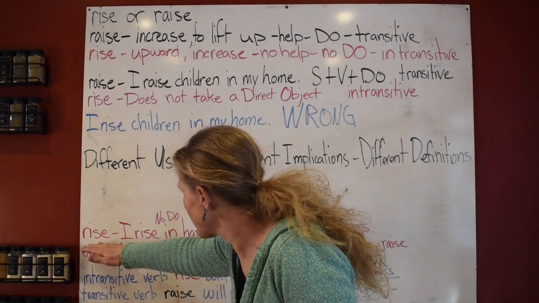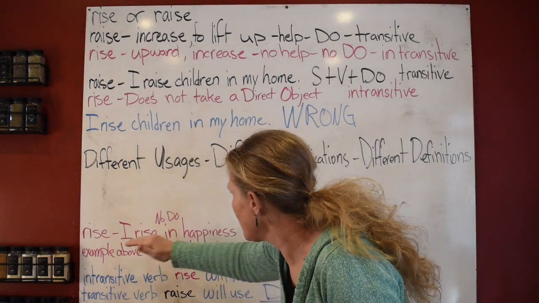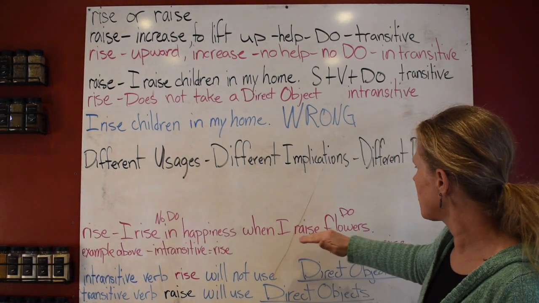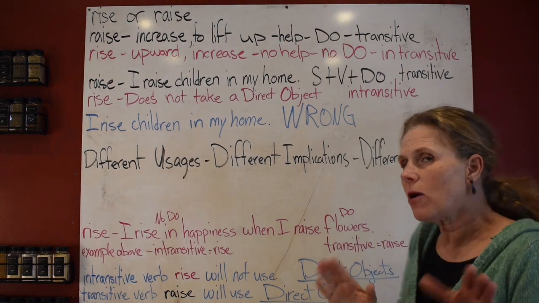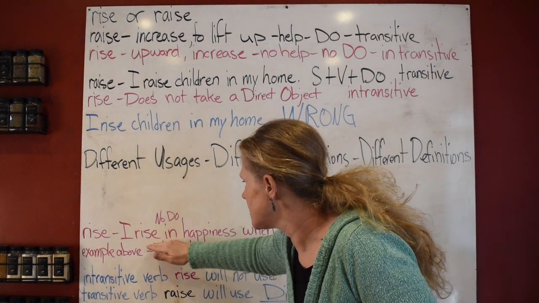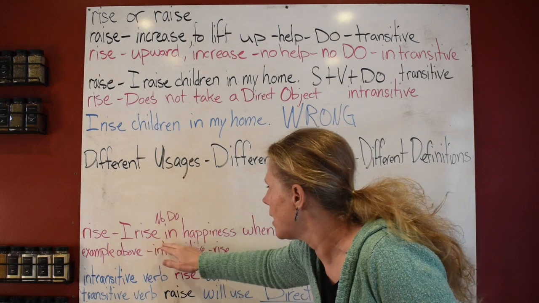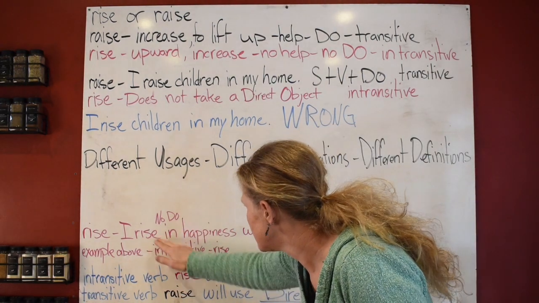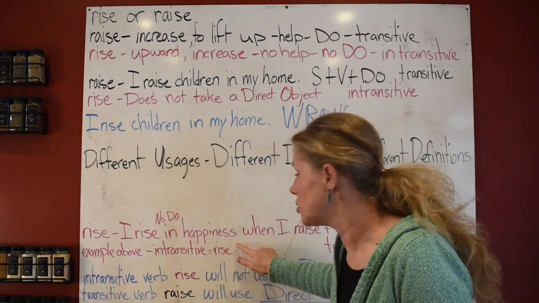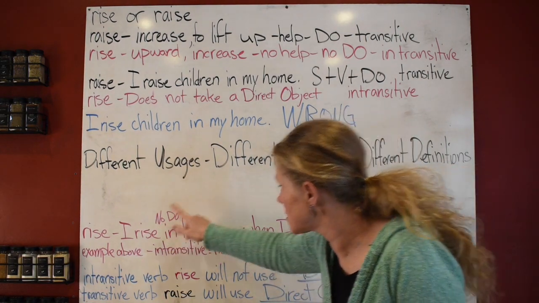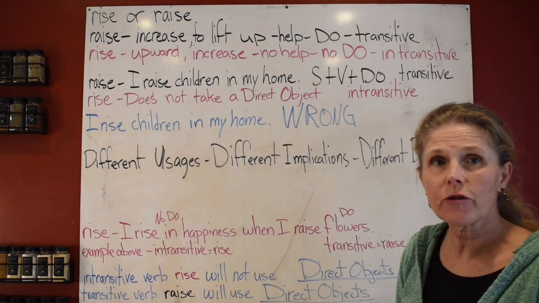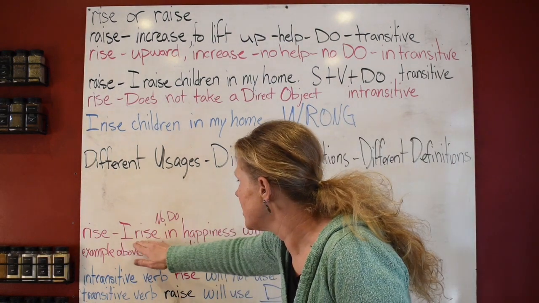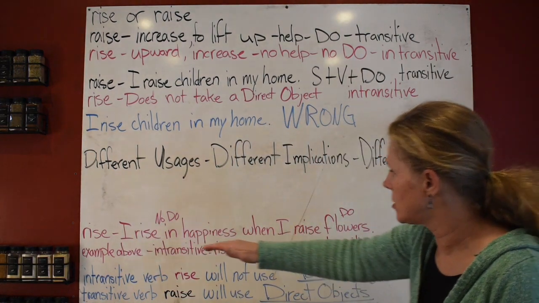Look right here, rise: I rise in happiness when I raise flowers. Now, this rise is not taking a direct object, right? But look at this one. This is your prepositional phrase that's describing your verb right here. So this is the proper way to use that.